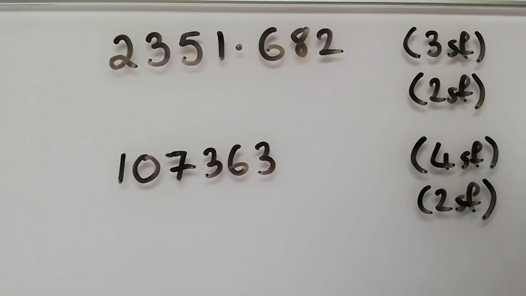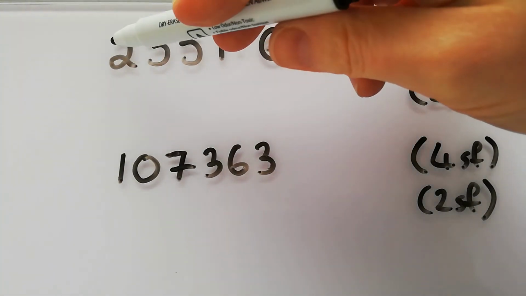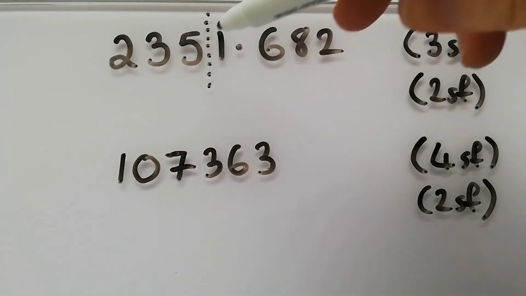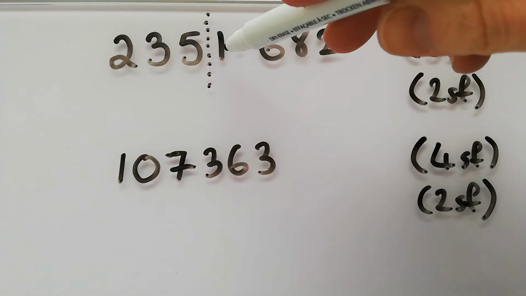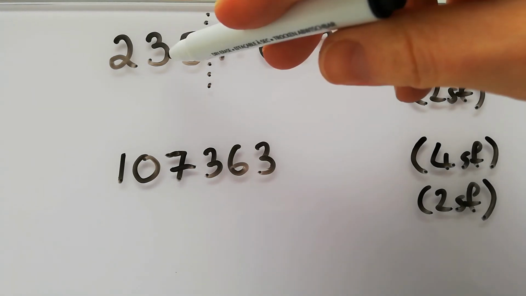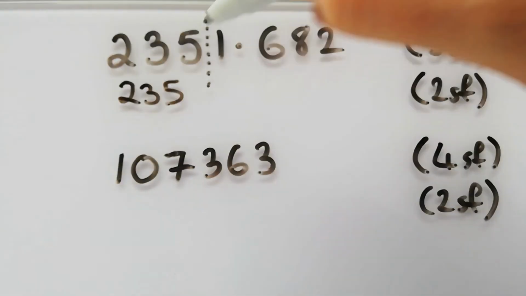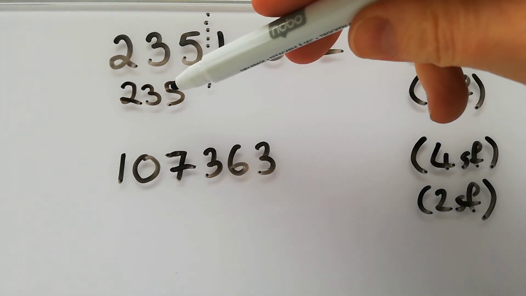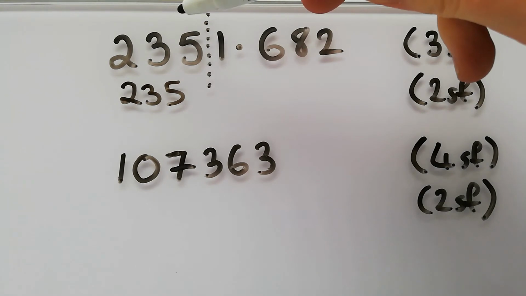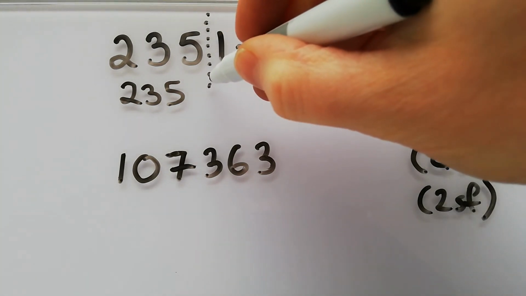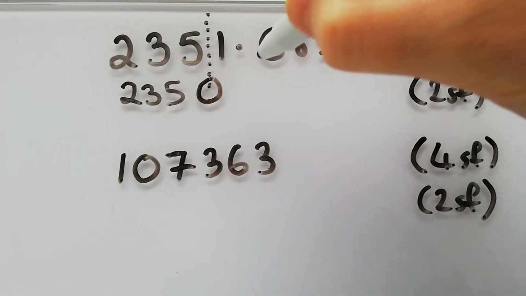Okay, so looking at the first one, if I make a cut after the third significant figure, the number to the right of the line is 1, which means nothing to the left changes, which means I have 2, 3 and 5. But 235 is a different size number to 2,350 odd. So where there was a 1, I now fill in a 0.